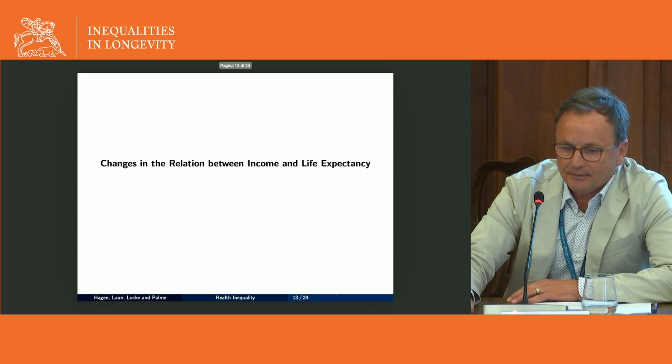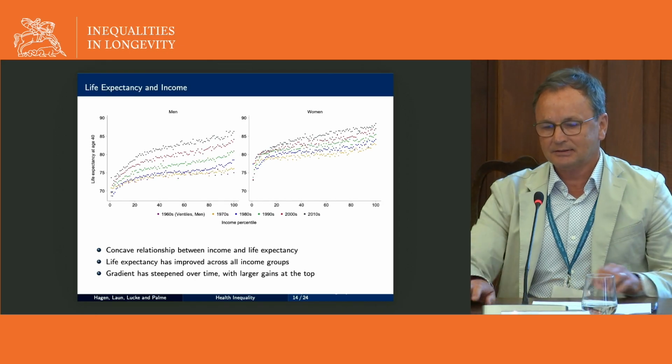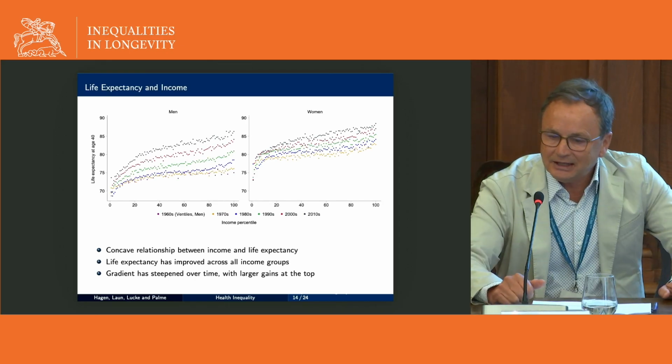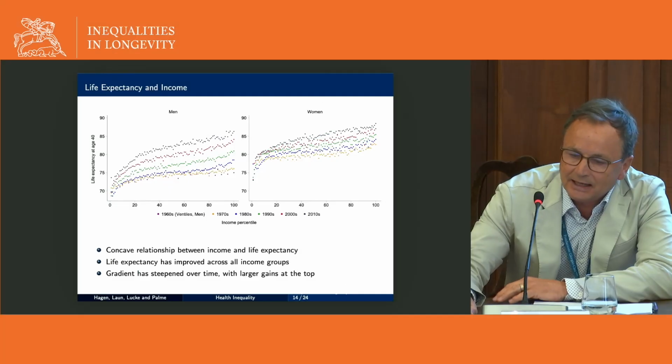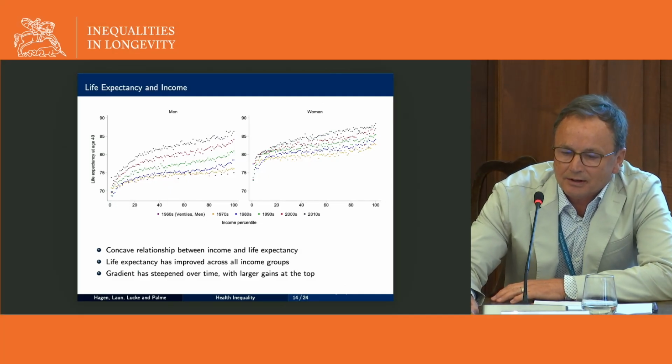Okay, so results. Here's the main result. Here is life expectancy. Every dot represents the life expectancy of a particular percentile. And you can see that there's some good news and some bad news. To the left it's men, and to the right it's women. And you see that from the entire income distribution, people live longer.